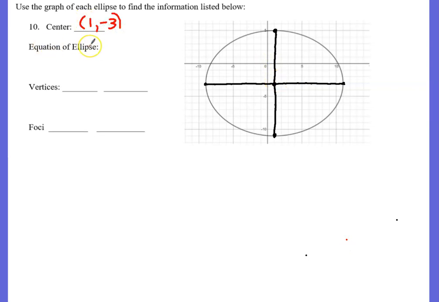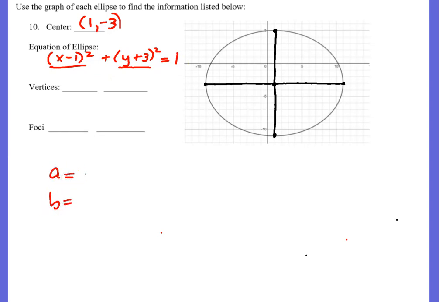Now they want the equation of the ellipse. Well, we have the center, so we can get the equation started. (x - 1) squared, (y + 3) squared. Get that center in there correctly, switching the signs. Now we just have to figure out a and b.